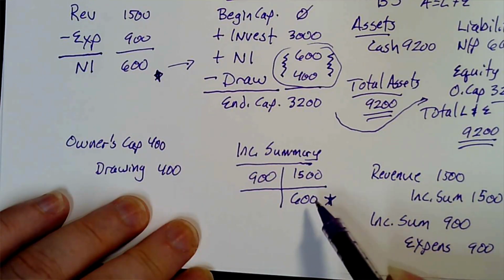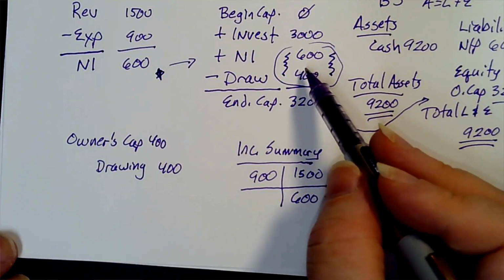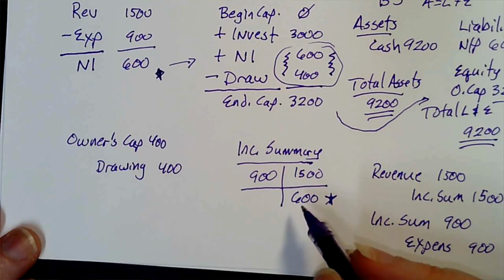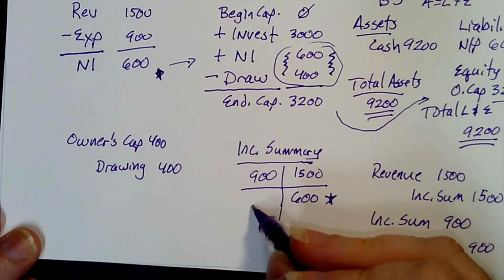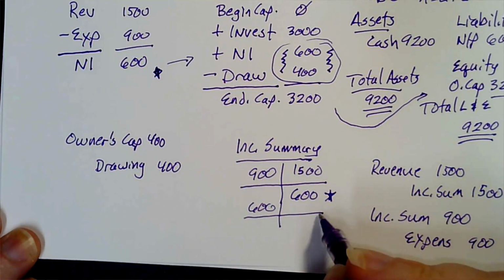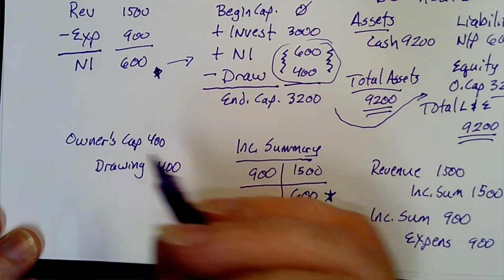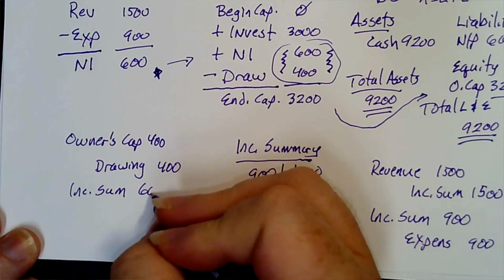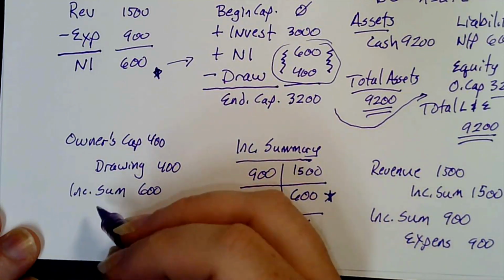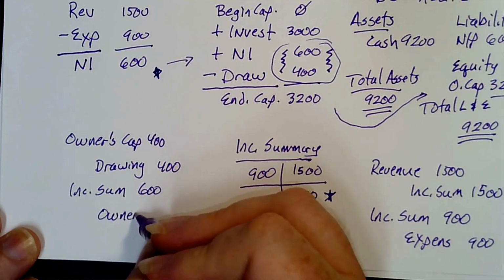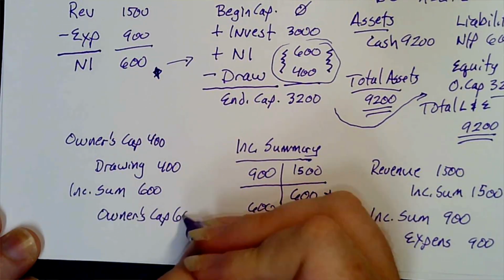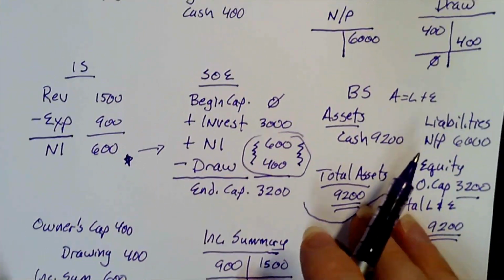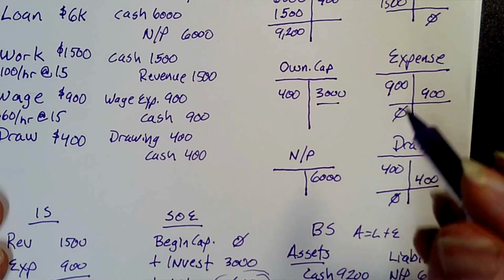So what we're going to do now is a journal entry that mimics this transaction. In order to take this 600 out of income summary, I'm going to debit income summary, and I'm going to put it in owner's capital. So now the income summary is zero, and I've placed it in owner's capital.